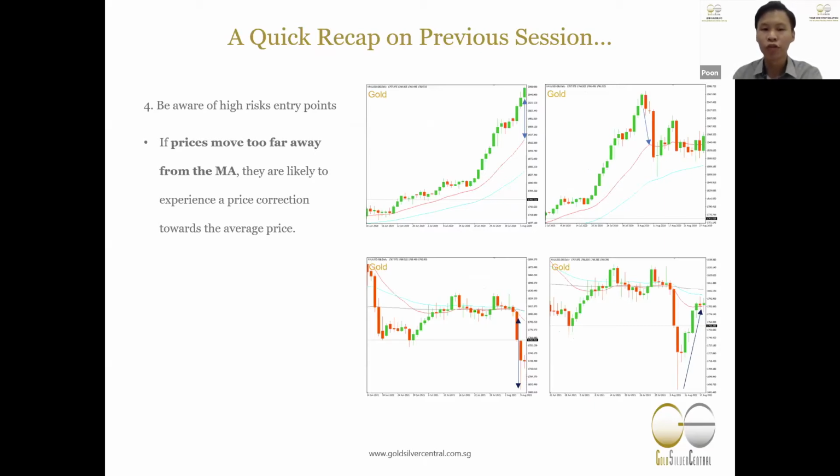If prices move too far away from the moving average, prices are likely to revert back to the mean, right? So the question then was, how much is too far away? Which brings us to today's session. We will be bringing in Bollinger Bands to let us have a gauge of when prices are moving too far away.